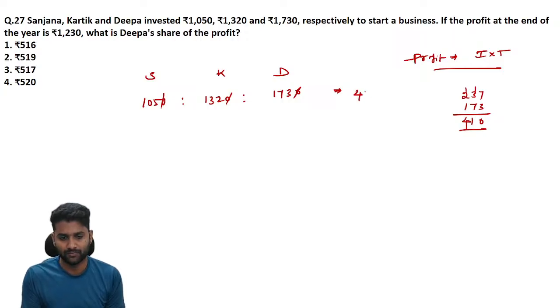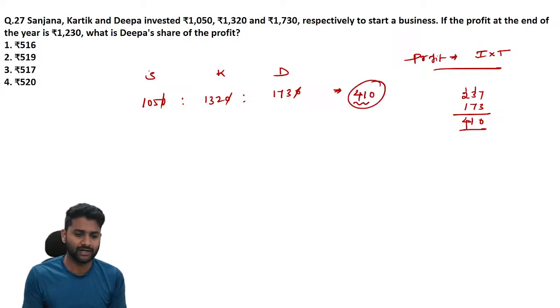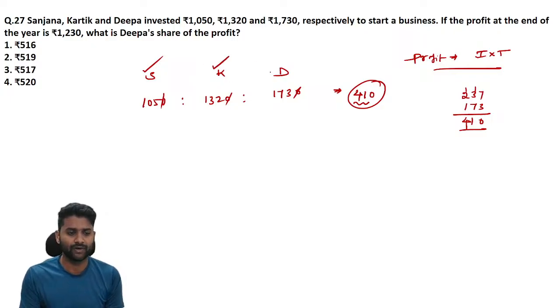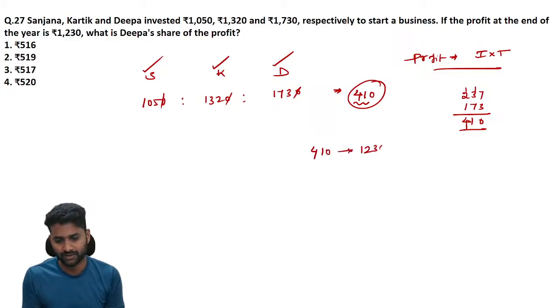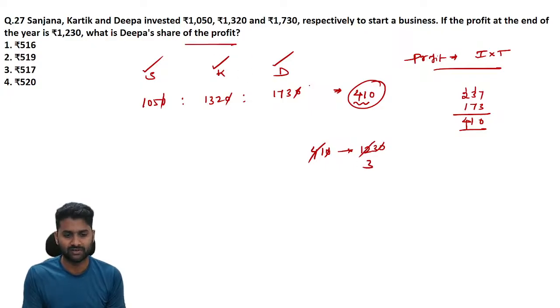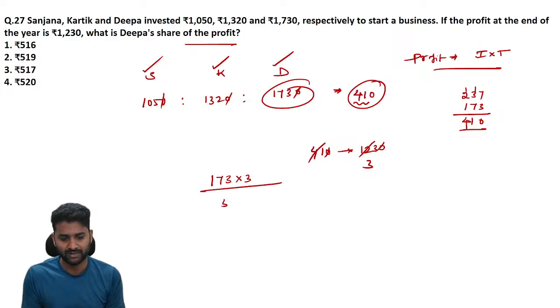See, it's all about 410. If the total amount is 410, we have to pay 105 for Sanjana, 132 for Karthik, and 173 for Deepa. Now 410 is equal to 1230. Zero cancel. This is exactly 3 times. Now what is the share of Deepa? Share of Deepa is 173, and each is multiplied by 3 times. The value becomes 519.